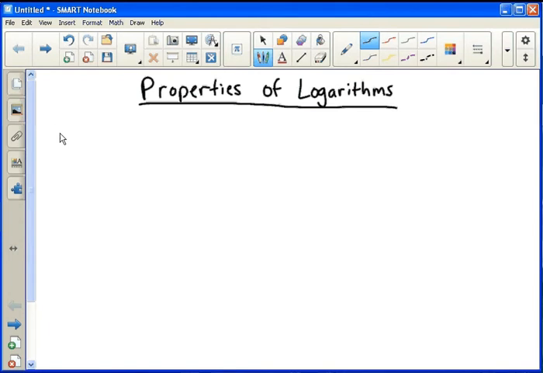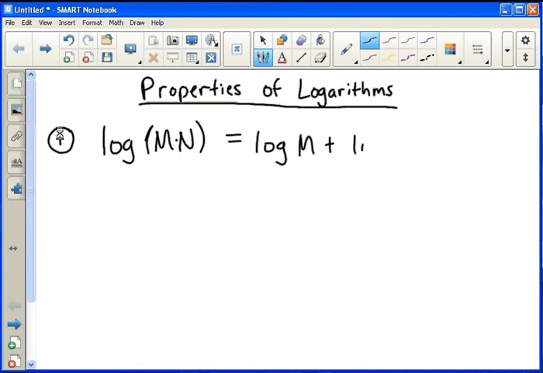You don't necessarily need to remember that name, but this is the first property of logarithms, and it says that if you have a log of two things being multiplied together, in this case m times n, you can split it up into two different logs by using addition. Now just so you know, I'm going to be using common log most of the time in my examples, or at least in my properties, but these work for any logarithm. Natural log, log base 3, log base 11, anything, any log these hold true for.